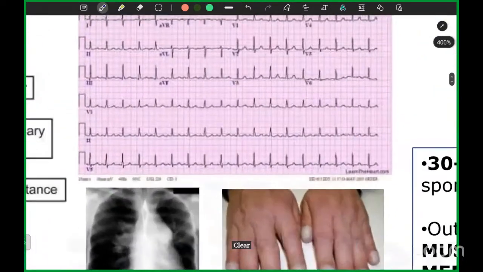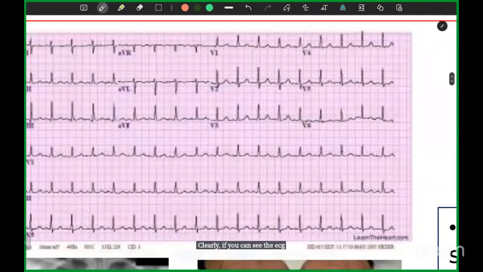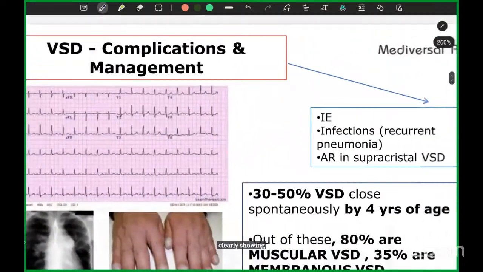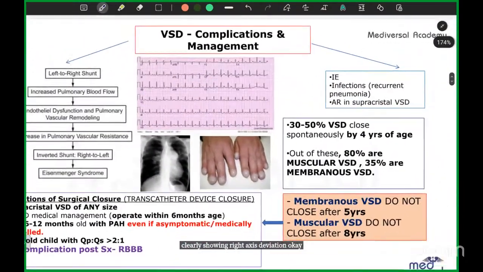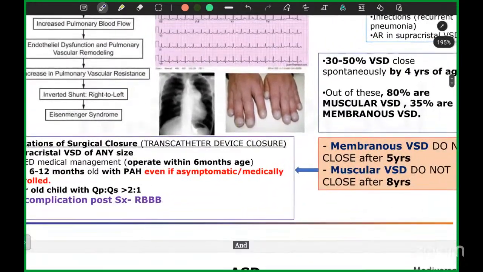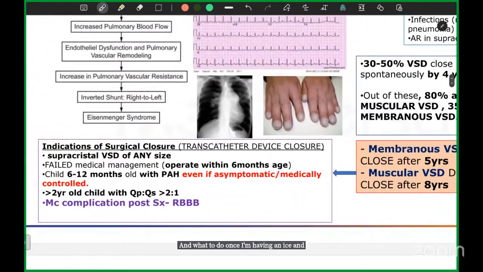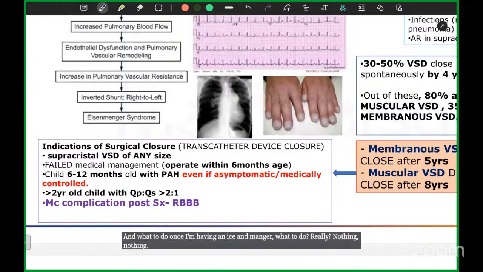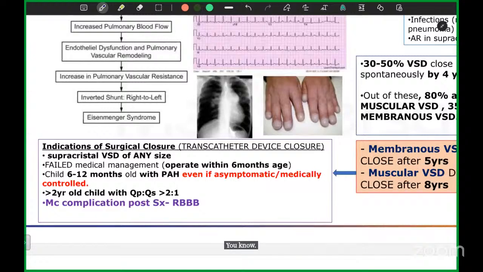Clearly, if you can see, the ECG was finding tall R waves in V1, V2, V3, clearly showing right axis deviation. Okay, so all of this, bad signs, really bad signs. And what to do once I'm having an Eisenmenger? Really nothing. What can we do when I'm finding an impending Eisenmenger? That is a very, very, very crucial time that I need to think of a surgical closure.